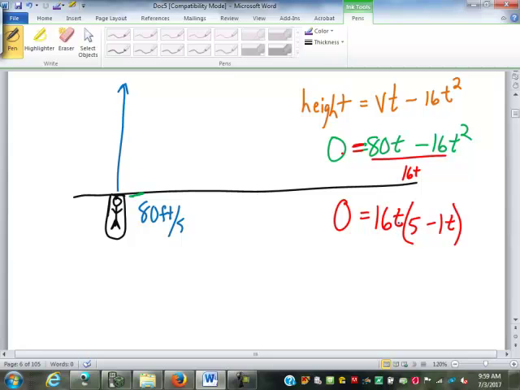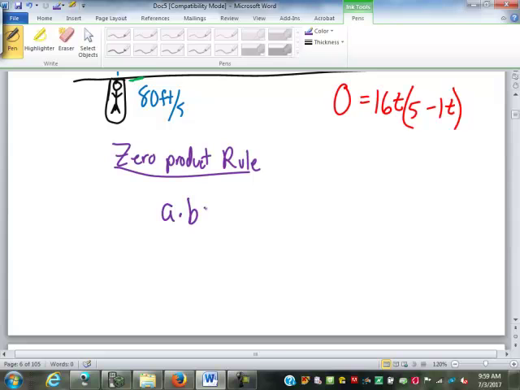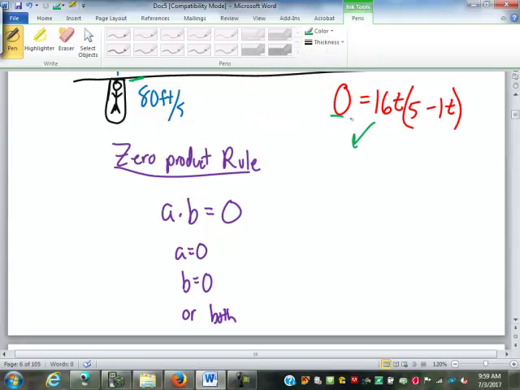When we have an equation like this, the zero product rule takes over. We talked about this in the first week a little bit. The zero product rule states that anything times 0 equals 0. That's part of it. There's a more powerful version of the zero product rule that says if two things multiply to make 0, if A times B equals 0, either A is 0 or B is 0 or both are 0. So now that I have this factored, I can say if that equals 0, either 16t equals 0 or 5 minus 1t, which is just 5 minus t, equals 0. I'll leave the minus 1 on there. It makes it easier, actually.